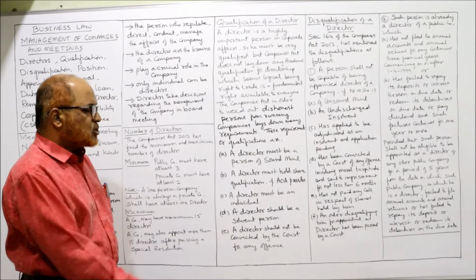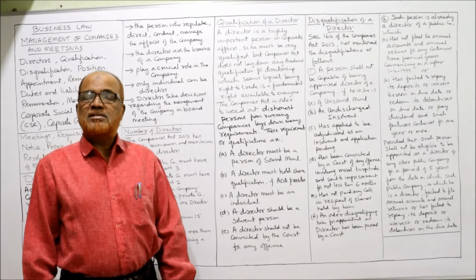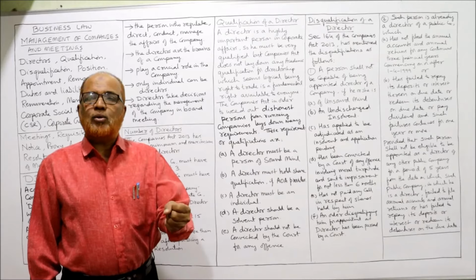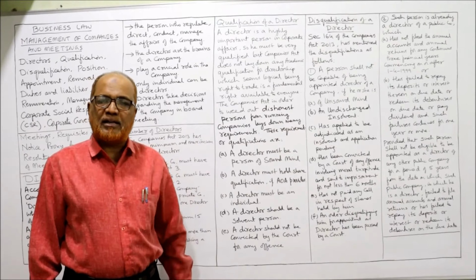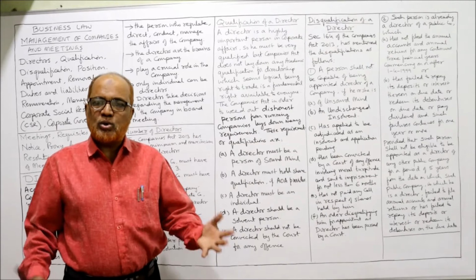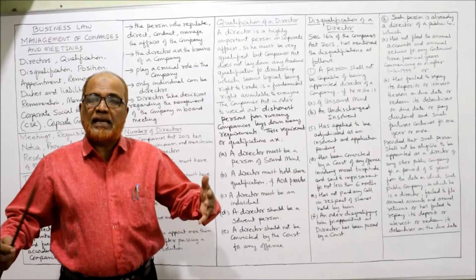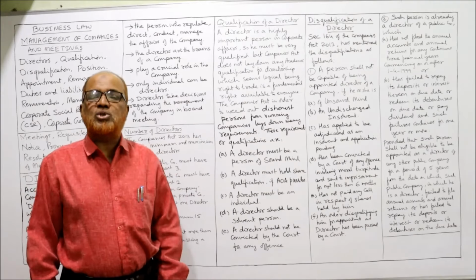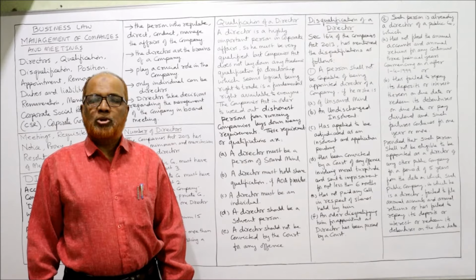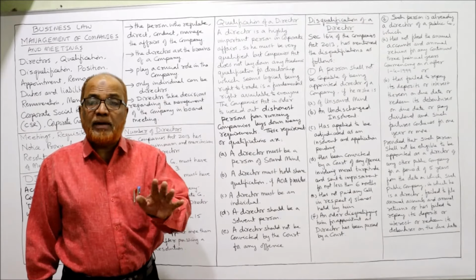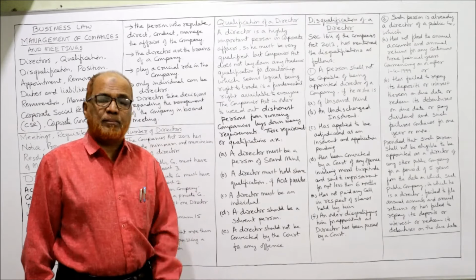Next, a director should be a solvent person. Solvent person means a person whose assets are more than his liabilities. A person whose assets are more than his liability is called a solvent person. So this director should not be an insolvent. He should be a solvent person.